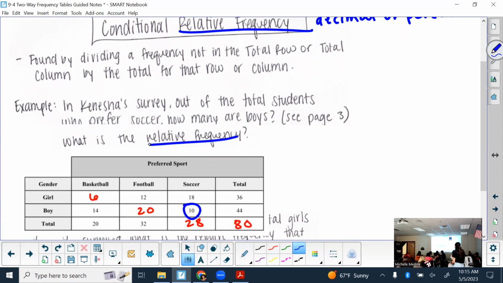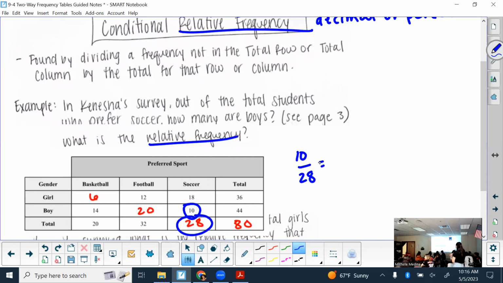Now, relative frequency, because it's a decimal or percent, we're going to make a fraction, right? This is going to be out of the total students that prefer soccer. So how many students prefer soccer? 28. How will I set up my fraction? Will it be 10 over 28 or 28 over 10? Should my relative frequency ever be bigger than 1? Bigger than the number of people that were surveyed? It should not. So it should be 10 over 28. So the difference in this is that we're not dividing by the grand total. It's just out of the total that prefer soccer. Does that make sense?